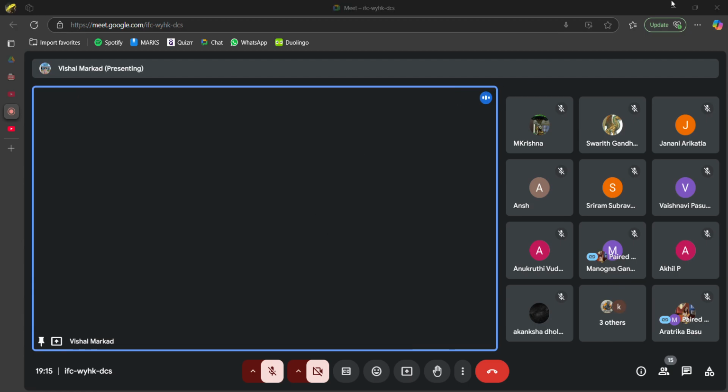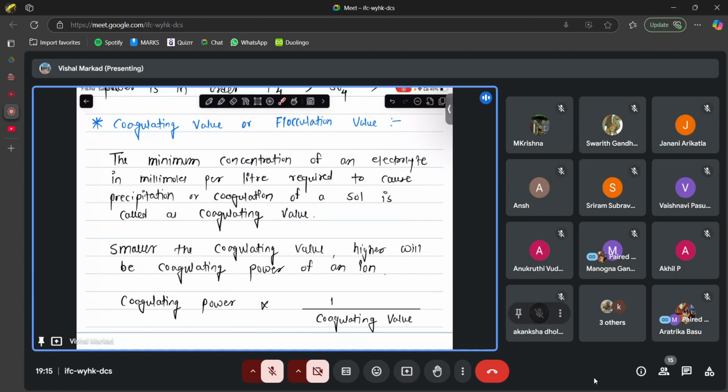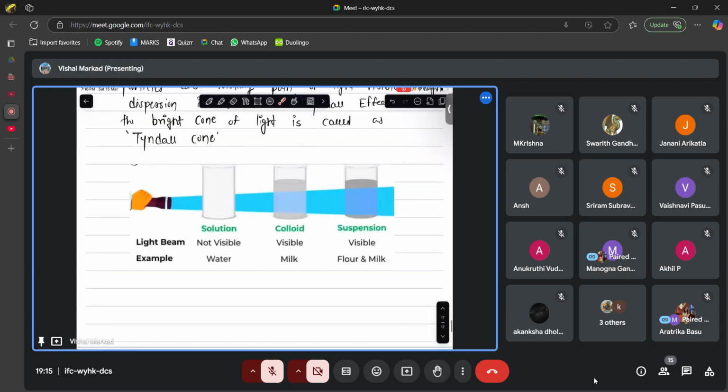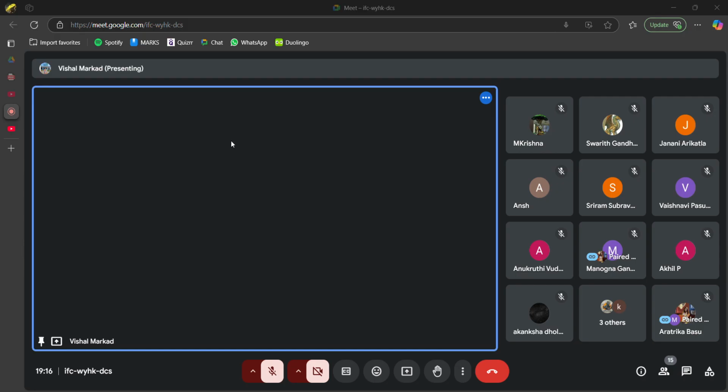What you said, like we are able to see the path of light. Why are we able to see the path of light? The first answer is because colloids scatter the light. That is called the Tyndall effect. Here we have a true solution. When we pass the light, we are not able to see the path of light here. Then here in the colloid, we are able to track the path of light. Look at it, it is moving like this. In a true solution, we are not able to see it.